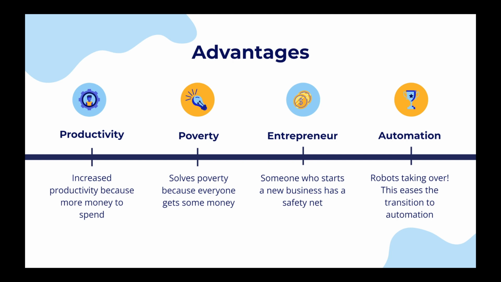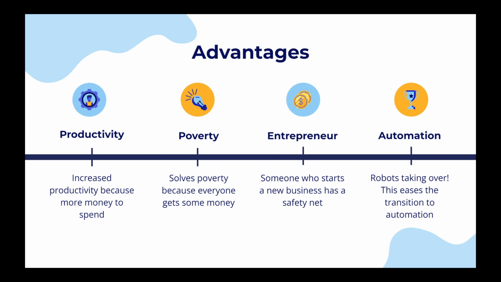It also solves poverty. Well, it decreases poverty because everyone gets some money, or certain people get some money. For example, with the unemployed basic income, these people without a job are getting money. So they're not going to be in poverty. They have money to spend to afford essential needs like food, water, shelter, etc. And it can decrease the rate of poverty, theoretically.